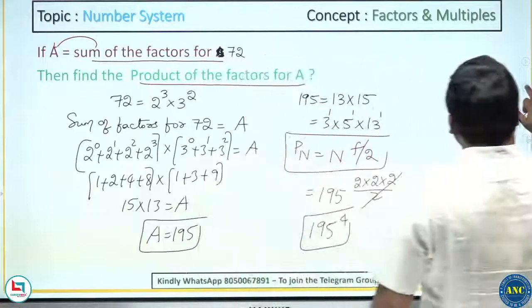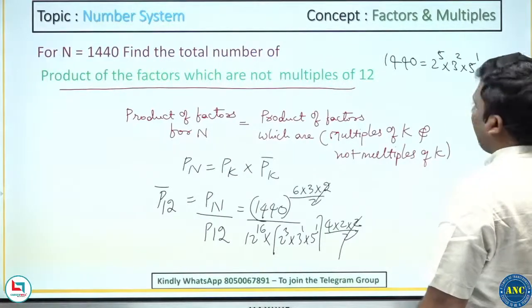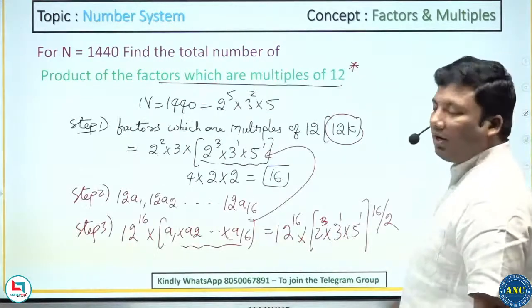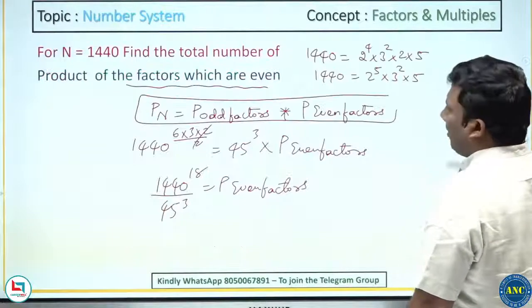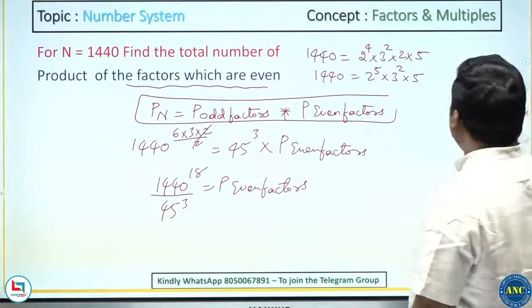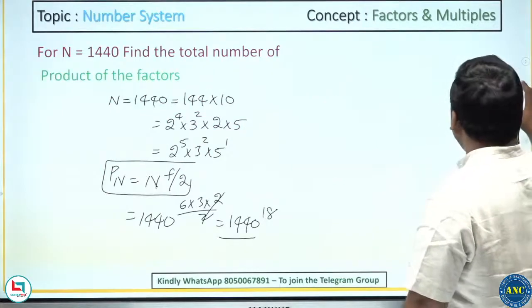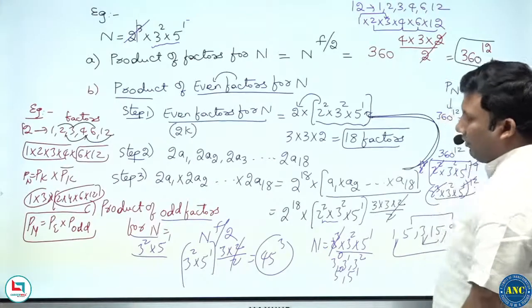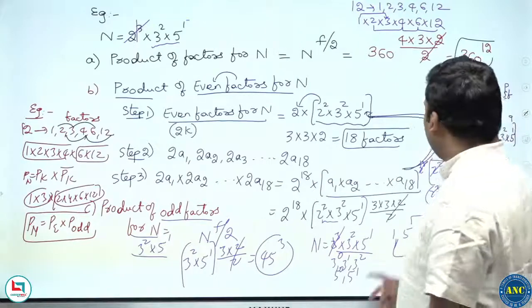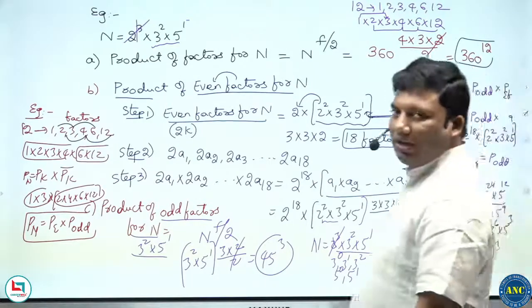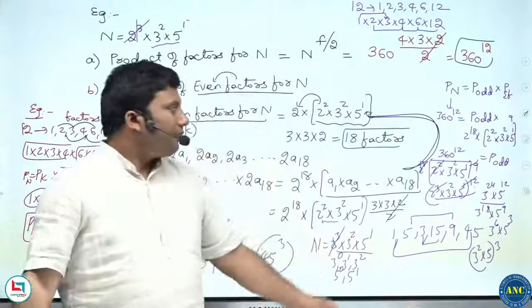So this is an examination question. Product of the factors which are not multiples of 12. Product of the factors which are multiples of 12. Product of the factors which are even. Product of the factors which are odd. How to find out the product of the factors? I hope the idea is clear.